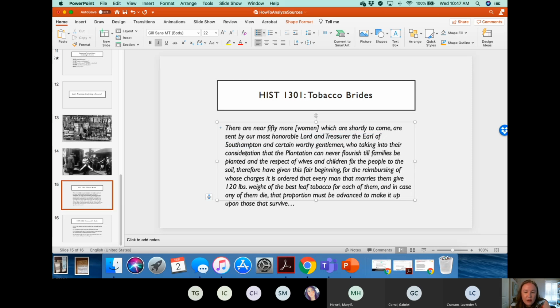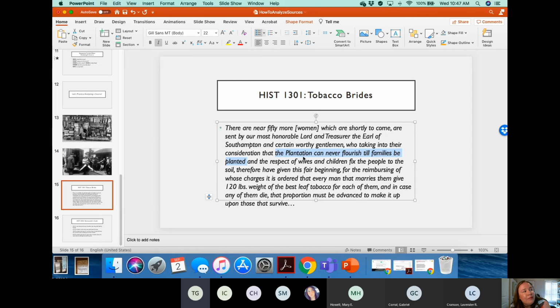Let's see. Could we tell when this is just from this snippet? It'd be difficult to guess, right? I mean, obviously the language might tip us off to a general time period. But notice here they're saying the plantation can never flourish till families be planted. Do you know the usage of plantation here? It's an older style usage. What do we define a plantation as today? What is a plantation? Anybody want to volunteer? I say plantation, you think what?